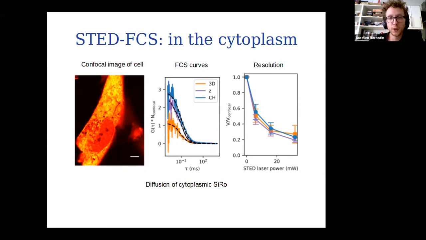And to finish, because we wanted to measure diffusion in living cells, we tried to measure the diffusion of molecules in the cytoplasm. We found that it was possible, and it was actually easier with CHSTED than with the others. We obtained better signal levels and comparable resolution improvements, although in cells you always get much higher variations than in solution because of the more heterogeneous medium.